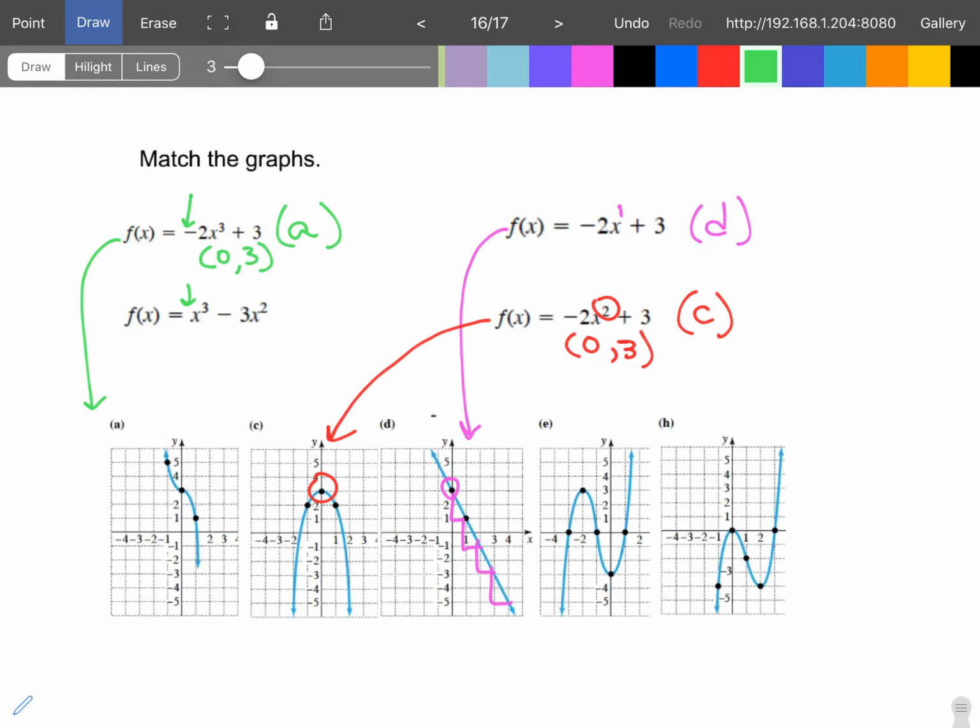And it has a y-intercept of (0, 3). See how it's crossing at (0, 3). And then this last one is either going to be E or H. If we plugged zeros in here, it's going to have a y-intercept of (0, 0). Between E and H, the only one that has a y-intercept of (0, 0) is H. So this should be letter H. Okay, very good. That is the end of this.